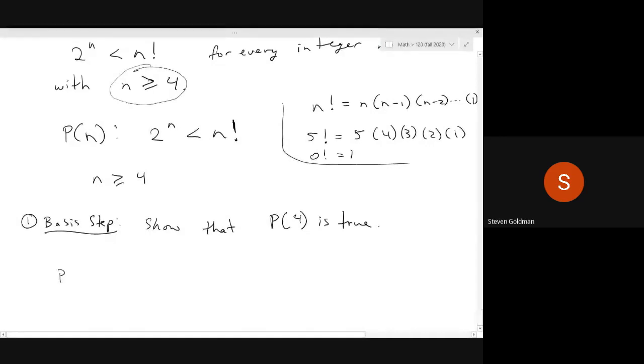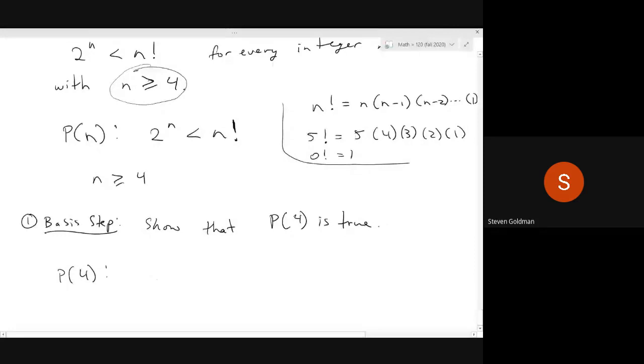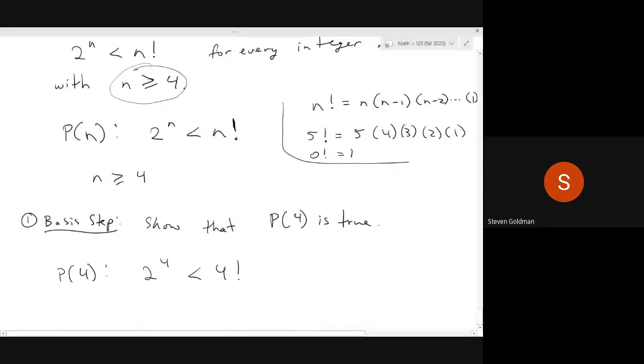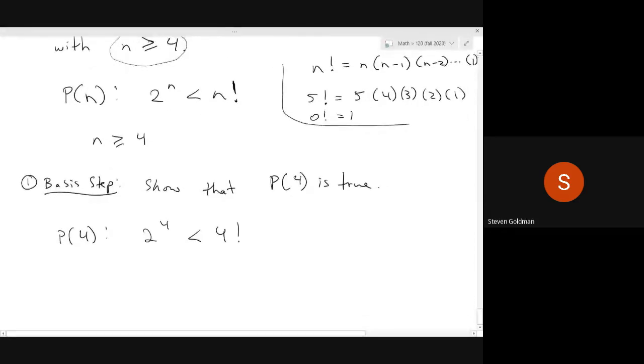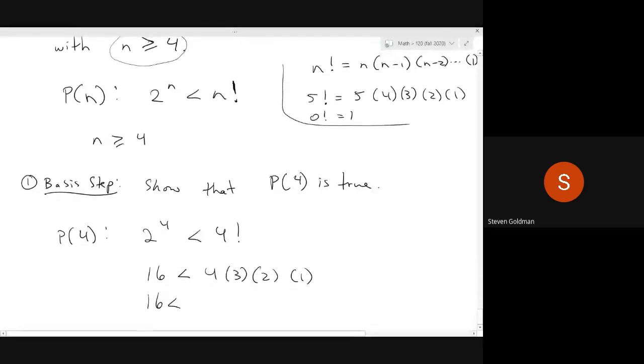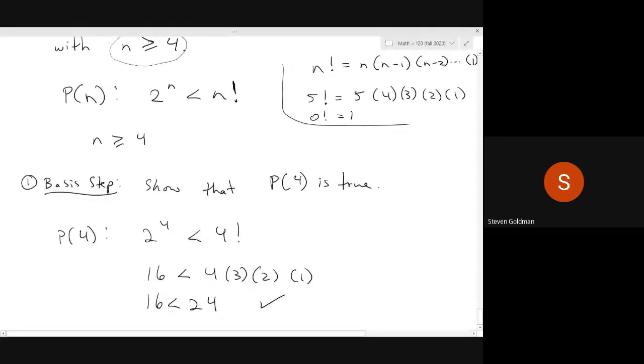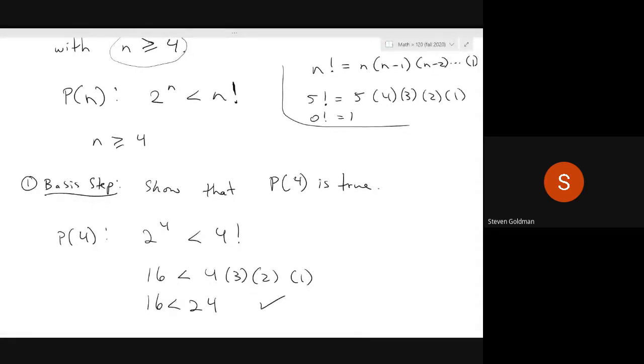Okay. What is P of 4? Replacing n with 4, that would be the statement 2 to the power of 4 is less than 4 factorial. Let's see if that's true. 2 to the power of 4 is 16. 4 factorial is 4 times 3 times 2 times 1, which is 24. 16 is in fact less than 24, so that statement is true. It holds. Okay, so it works when n is 4.